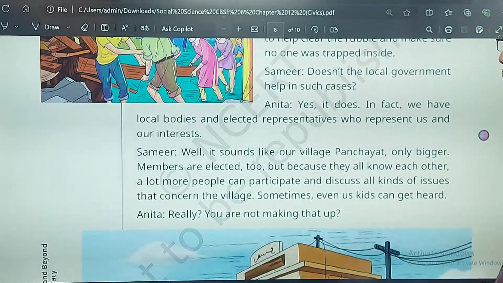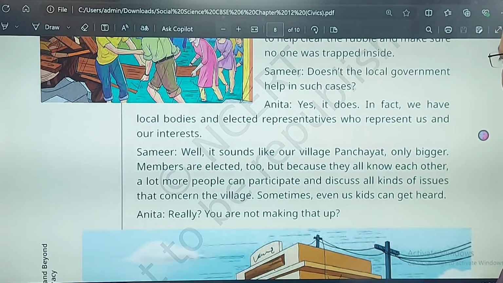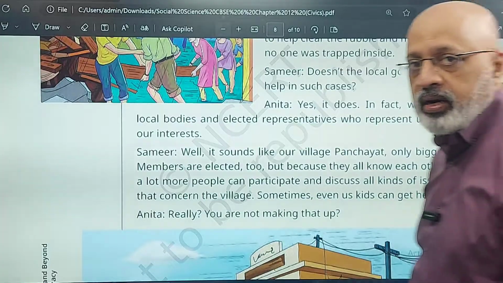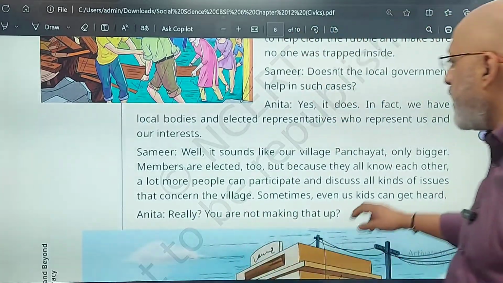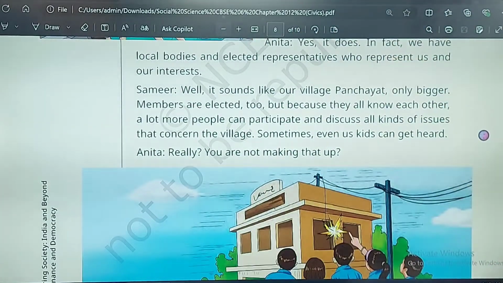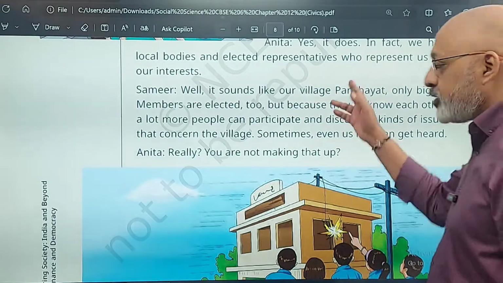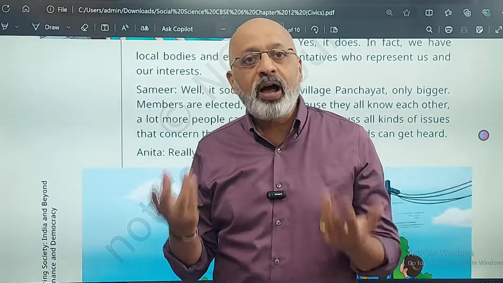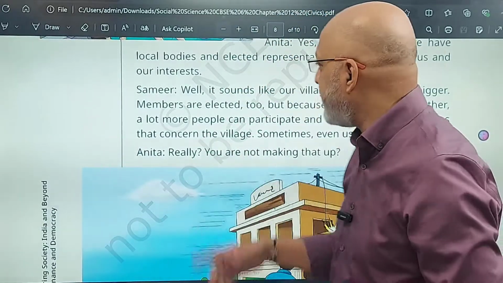Doesn't the local government help in such cases? Samir asked. Yes, it does. In fact, we have local bodies and elected representatives who represent us and our interests. What I have told you so far. Samir says, well, it sounds like our village panchayat, only bigger. So he's saying, oh, this is just like our panchayat, right? What we have in the village, you have in the cities, but it is a little bigger.